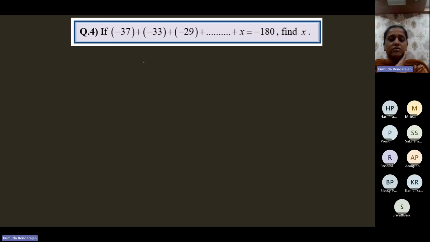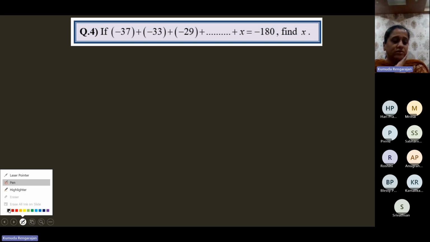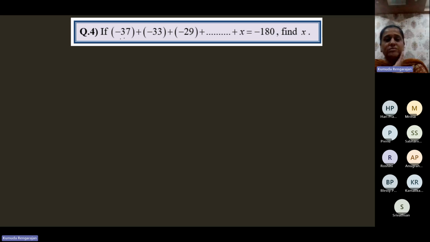The sum of these terms. So what you see here, the first term is minus 37 and the last term is x. The sum of these terms from minus 37 to x is minus 180. So you need to find the value of x. X is the nth term, an.